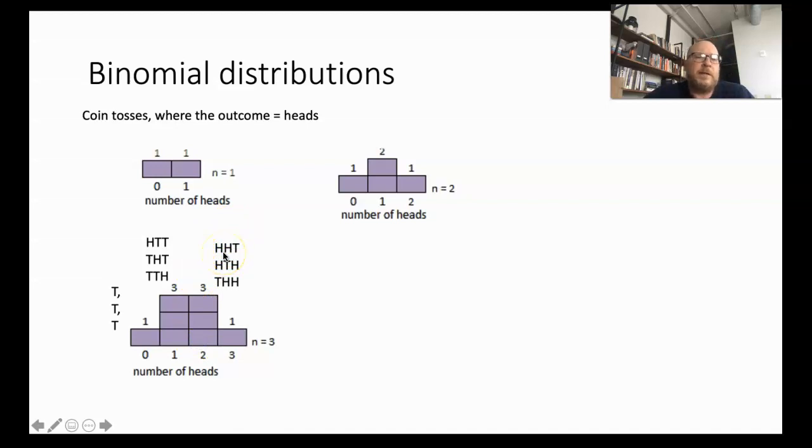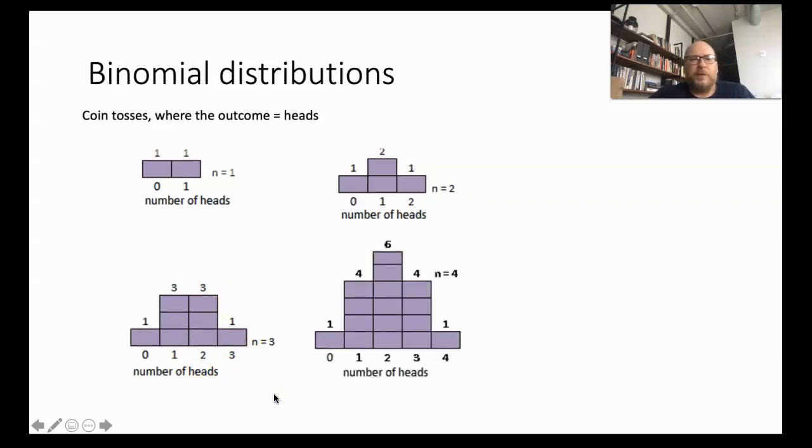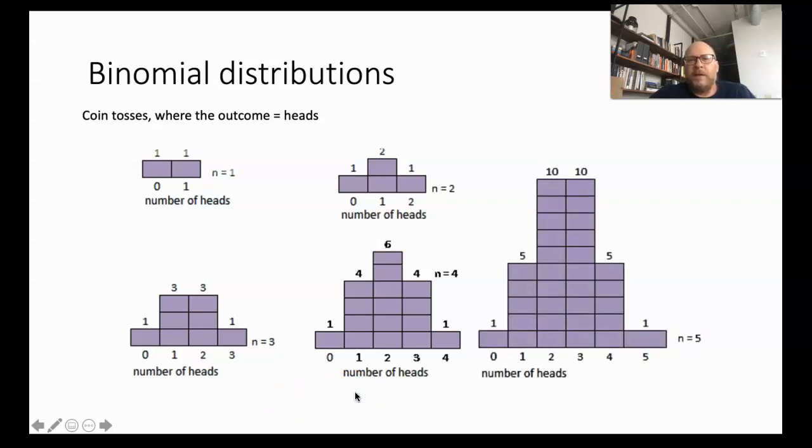Well, there's 3 ways: heads, heads, tails; heads, tails, heads; tails, heads, heads. Finally, there's only one way to get 3 heads, and that's if it lands on heads all 3 times. Okay, so we can continue doing that. I don't think we need to. I'll just show you what happens if you increase it to 4 and then to 5.